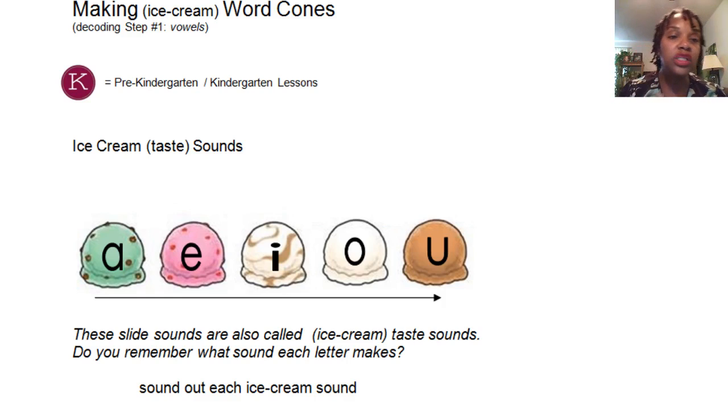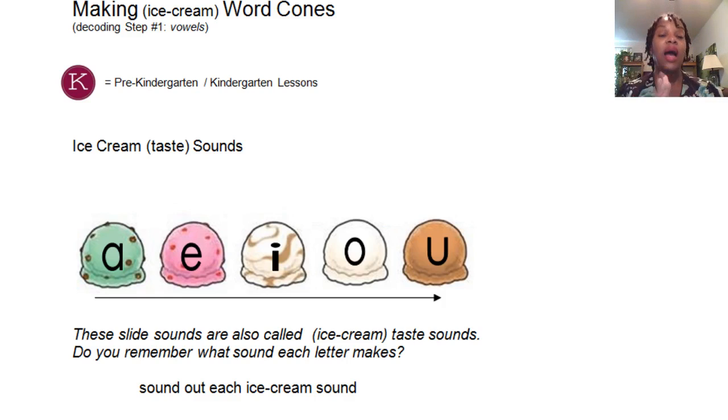So for my level one students, we're going to play a game. We're going to make believe we're making ice cream word cones, okay? Now, what two things do you need to make an ice cream cone, right? What two ingredients? You need ice cream. And number two, you need a cone, right?